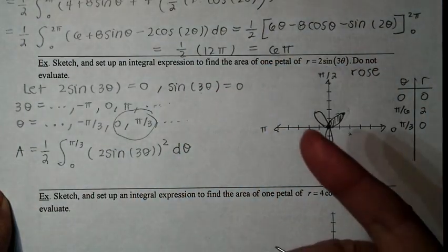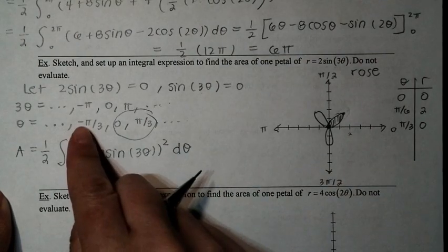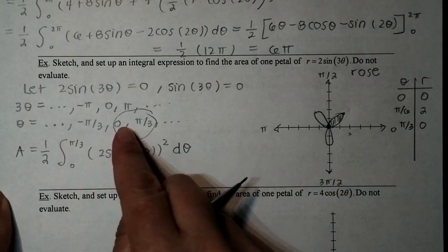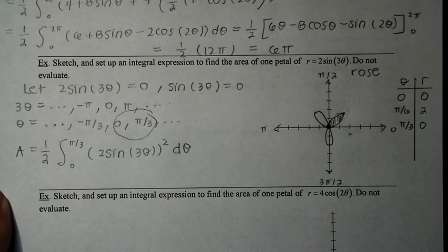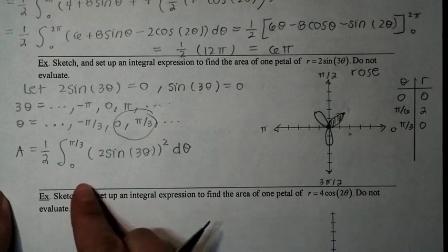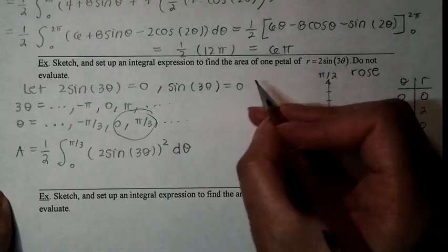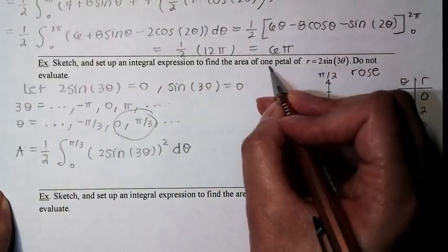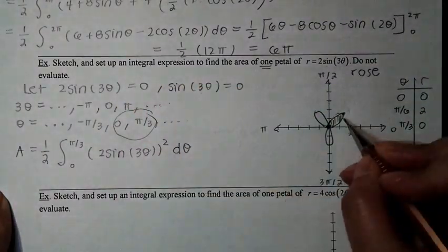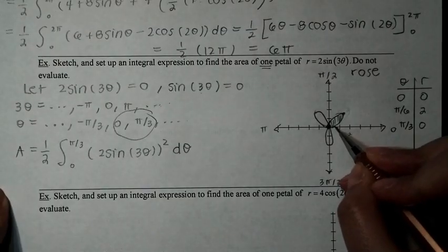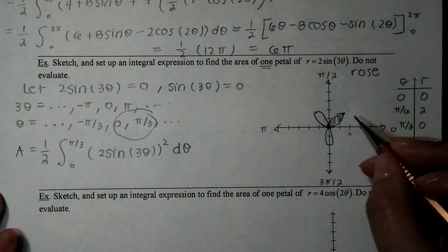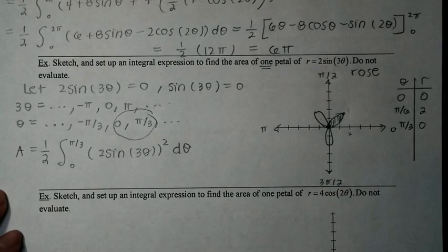Now you can tell me, oh, I wanted to do negative pi over 3 to 0. Yes, you can do that. There's nothing stopping you from doing that. That's fine. Then set up and find the area of one petal. So this is the area of one petal. We're finding the area of the petal in the first quadrant, but nothing stops you from finding the area of this one or this one. So you have choices here.